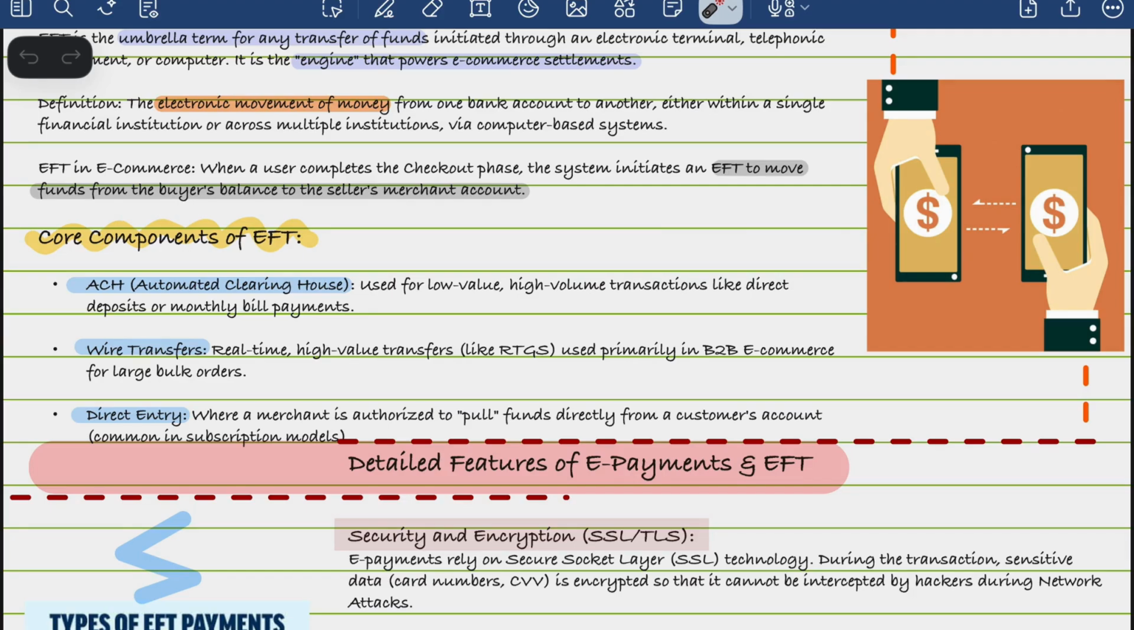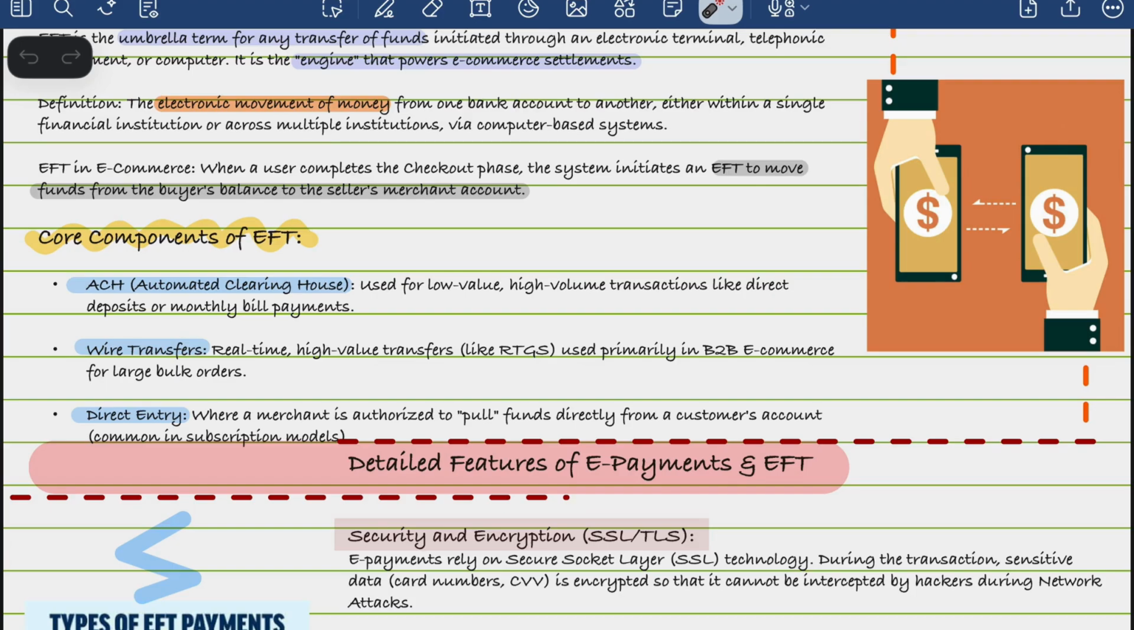Think of it as an automated recurring subscription payment, like your monthly Netflix billing or your gym payment. These are very low value payments, but since you are not the only one paying the monthly Netflix bill, there are millions of people, so it performs those millions of transactions in massive batches. So this is the core component of EFT. Second is the wire transfer.